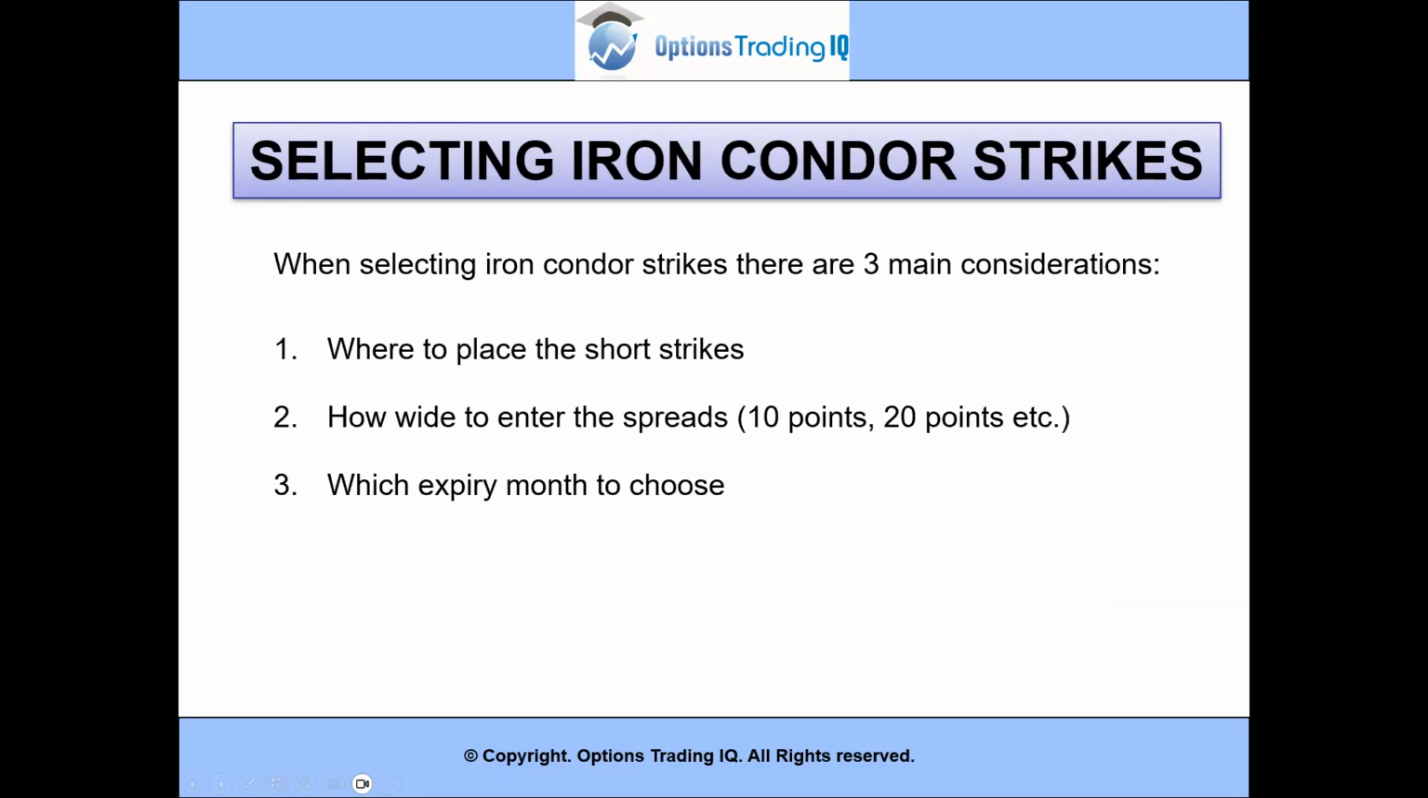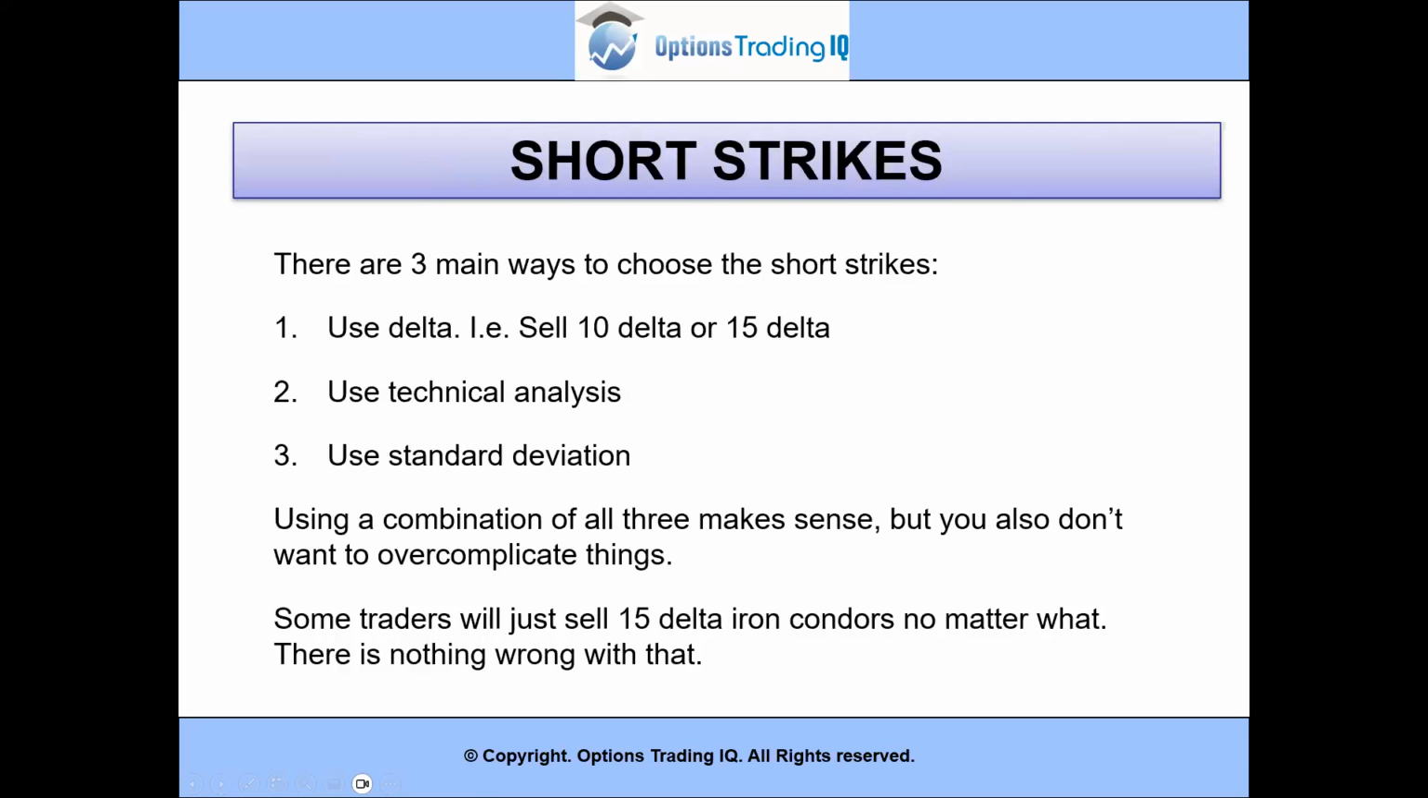So how do we select Iron Condor strikes? Well, there's 3 main considerations when we're choosing our strikes. That's going to be where to place them, what level, what price, how wide to enter the spreads. That could be 10 points, 20 points, could be 5 points, and which expiration month to choose. So we'll go through a few factors that we like to look at when deciding our strikes.